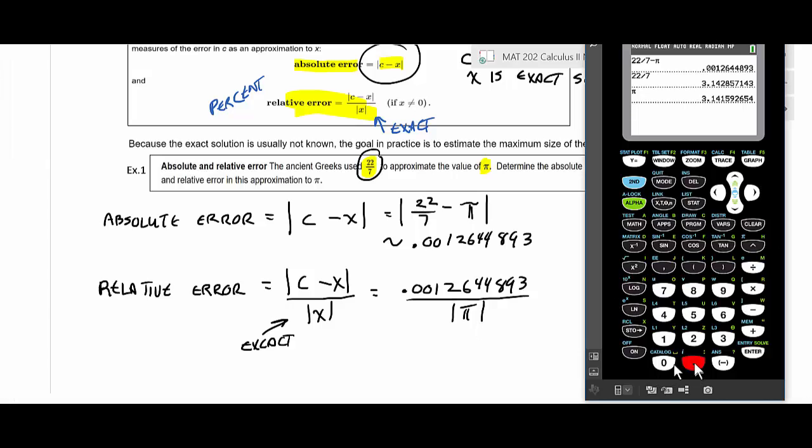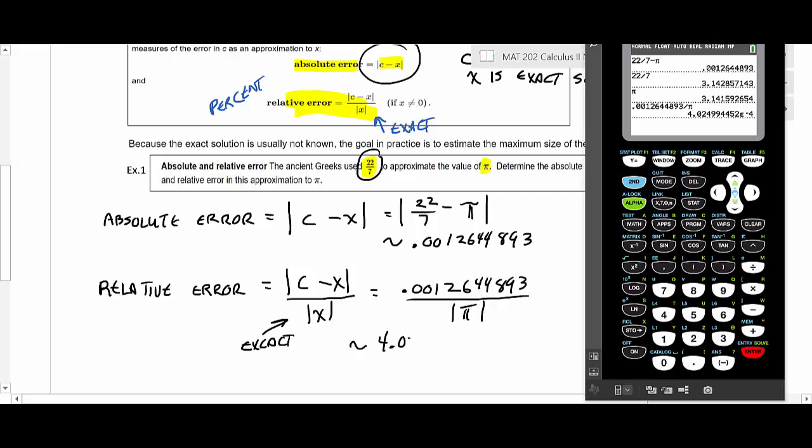So what I'm going to do is just type it in like this, 0.0012644893, and then I'll divide by pi. I don't have to worry about the absolute value because pi is already a positive number. And you'll typically get these things in scientific notation.